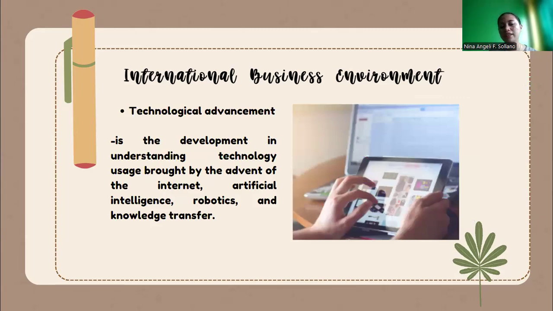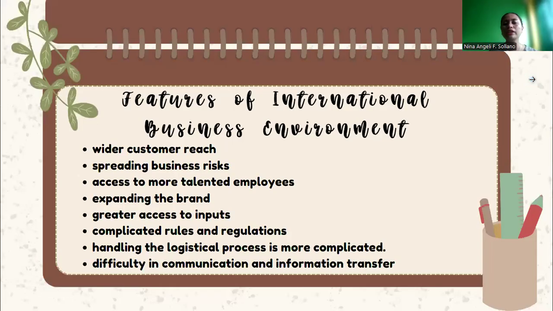Again, the technological advancement as well. We now have artificial intelligence, ChatGPT, the internet, and robotics, which is what we are using right now. So here are the features of why we use international business environment. Wider customer reach, so by that way our standard is higher because of the wider customer reach. Spreading business risk as well, because there are a lot of risks that may come along the way since this is now crossing another border.